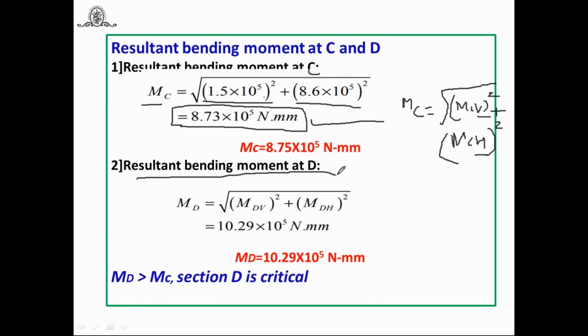Similarly, you can find the resultant bending moment at D. Here I have written the relation: MD is equal to the square root of MDV square plus MDH square. Remember this. Take the bending moment at D in vertical loading and the bending moment at D in horizontal loading, find the resultant, and you will get this.